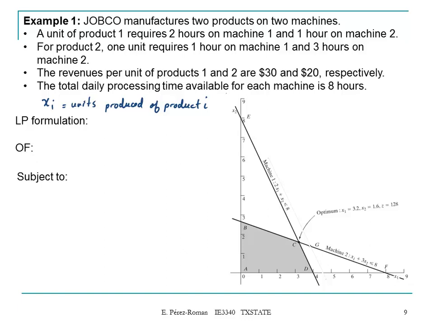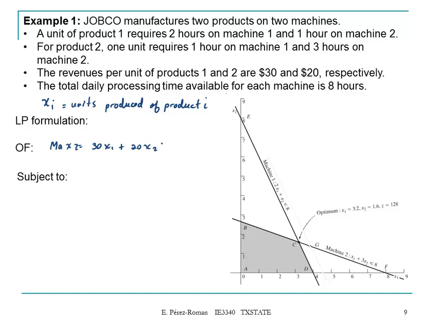So from here I can formulate my objective function. We have the revenues per unit, $30 and $20. So what will be your objective function for this problem? You want to maximize, minimize? Yes, you want to maximize your profit. And you know how much you're going to make for each unit. So max Z equals 30x1 plus 20x2.